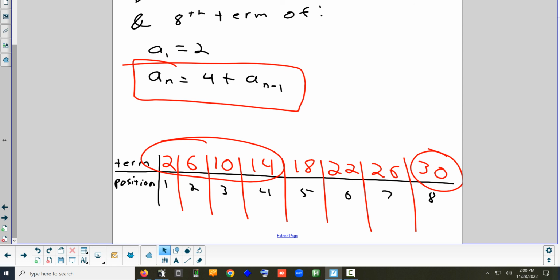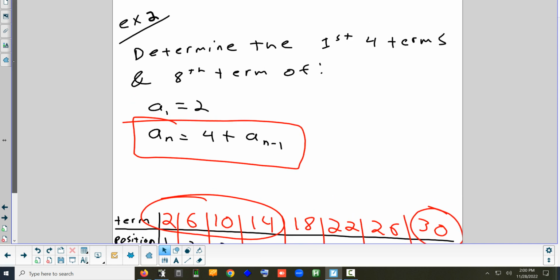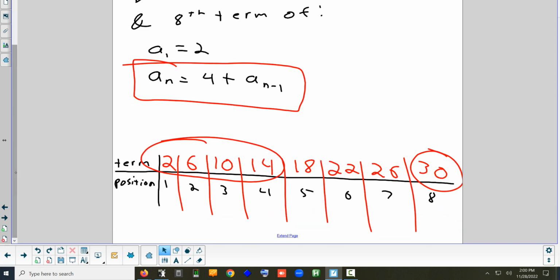Unless you figure out a different formula, which sometimes is easy, sometimes it's hard. If I had to go all the way to the 200th term, I would be figuring out a different formula. I wouldn't do it this way. 8 is quick enough, we can do it. Any questions on that?